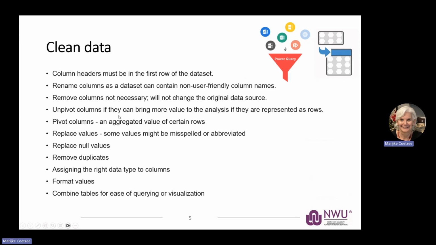make contribution to your data. You can pivot columns, for example creating an aggregate value of certain rows where you are doing some counts. You can replace values, like sometimes things are misspelled. Somebody entered data without really checking any of the values, and some of the, let's say, product names aren't always the same. You can go through the data and make sure that everything is the same. Replacing null values, removing any duplicates that may be happening in your data, making sure that everything is of the right data type.